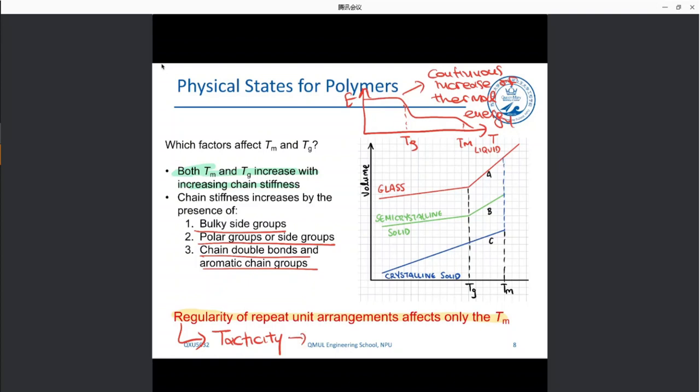It comes from the Greek word tactikos. And it essentially tells us how regular we have the repeat unit arrangements. So we have three types of tacticity. We have isotactic, where the functional groups are all regular on one side of the main chain. We have syndiotactic, where we have functional groups or side groups on alternating sides of the chain, but in regular arrangements. And then we have atactic, a random tacticity, where the repeat unit arrangements are completely random. Okay, we will see a bit more regarding that later today.